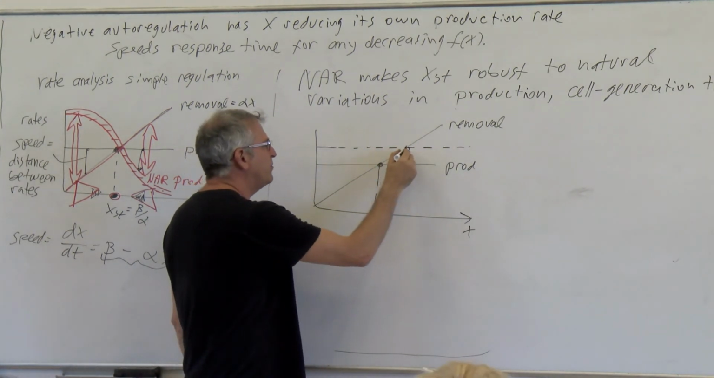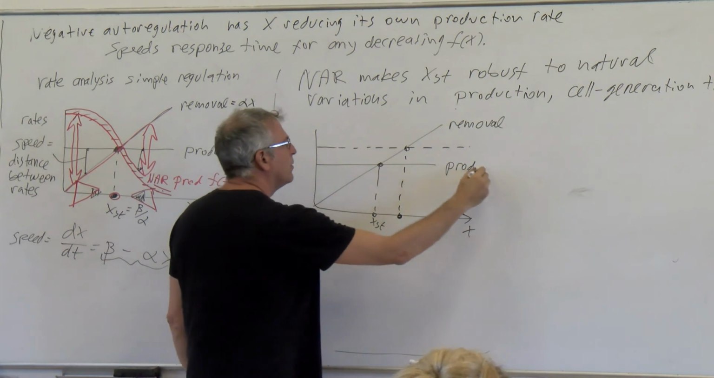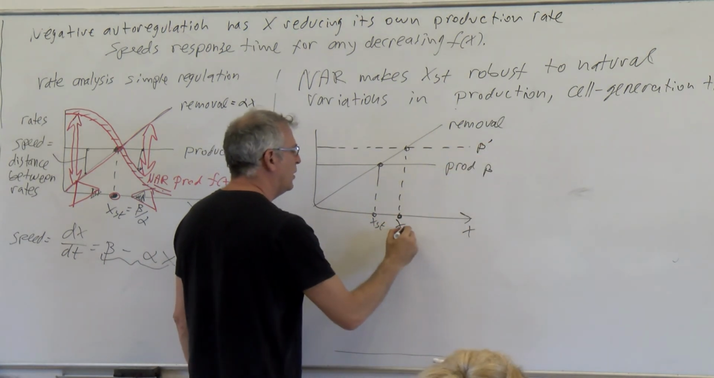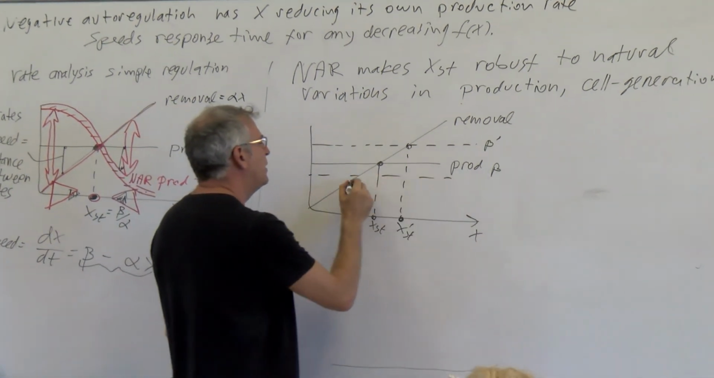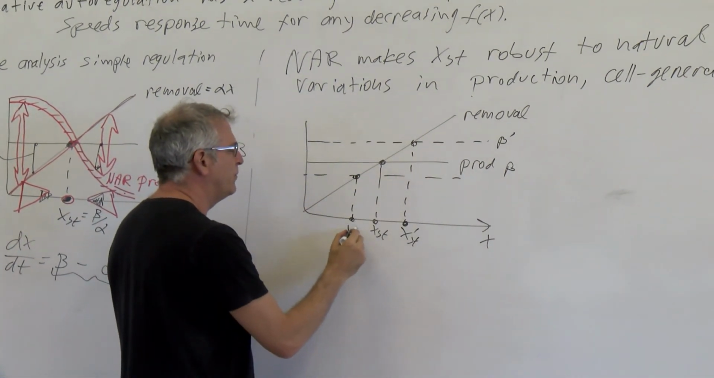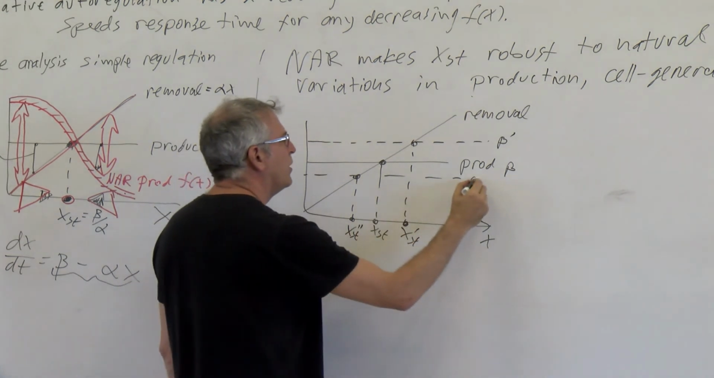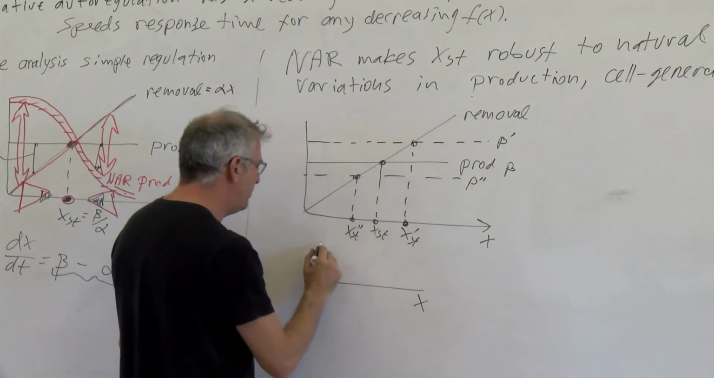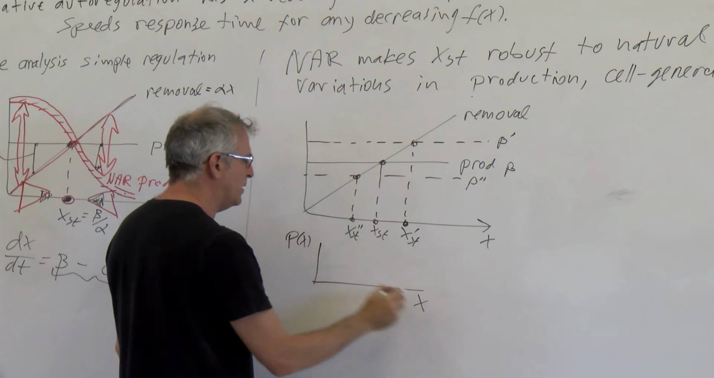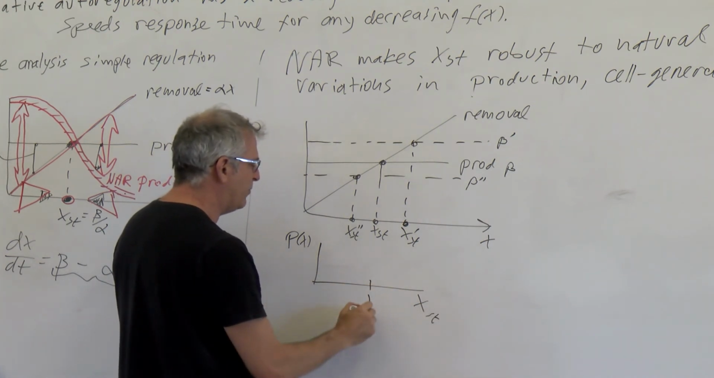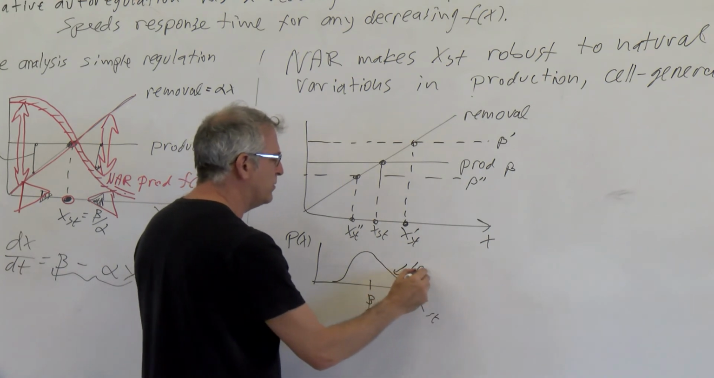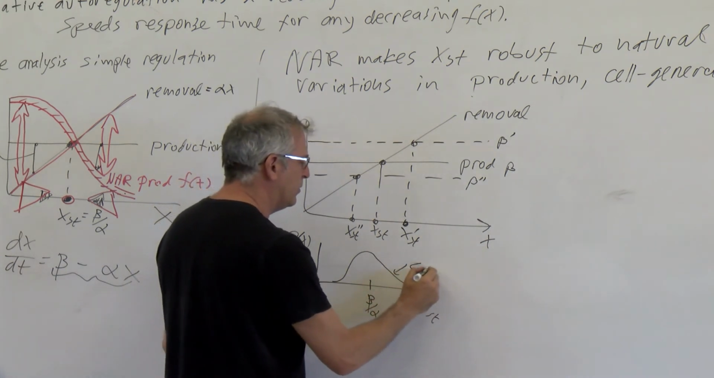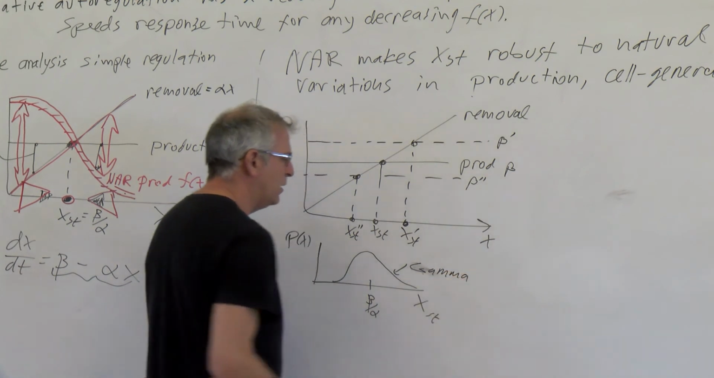So what happens to the fixed point? It moves. And another one will have lower. And the fixed point, the steady state, moves. And if I plot here the probability to get a certain steady state, I'll have some average, and I'll have a distribution around it. Usually a log normal or gamma distribution, which looks like a log normal distribution.